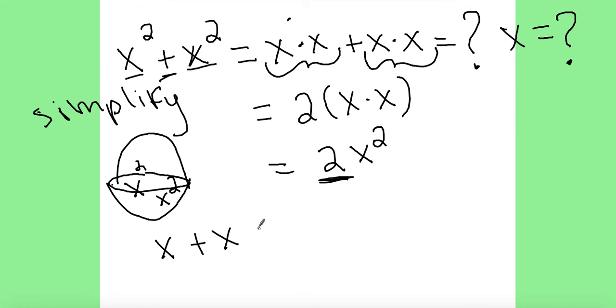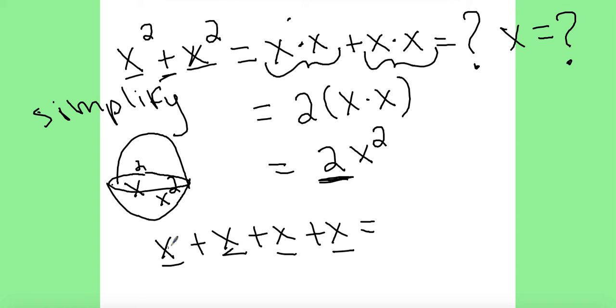X plus x plus x plus x. If we imagine our basket, well, x plus x plus x plus x are all the same object. So how many x's are in my basket? Well, I can just count. 1, 2, 3, 4 x's.